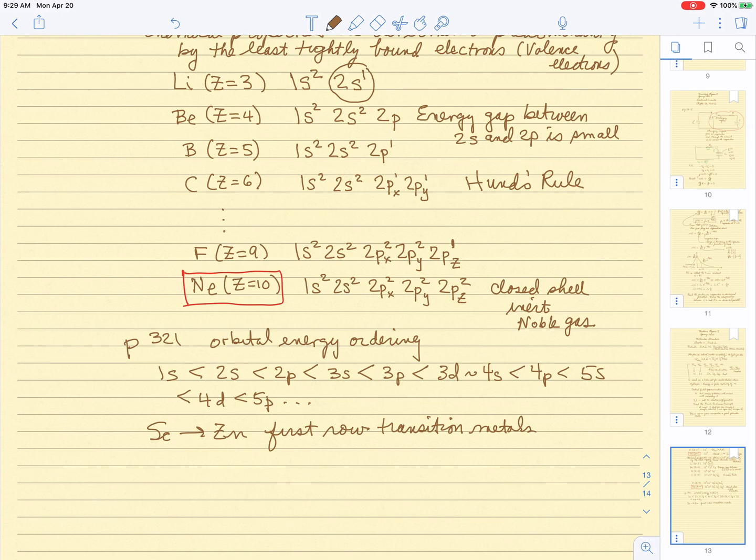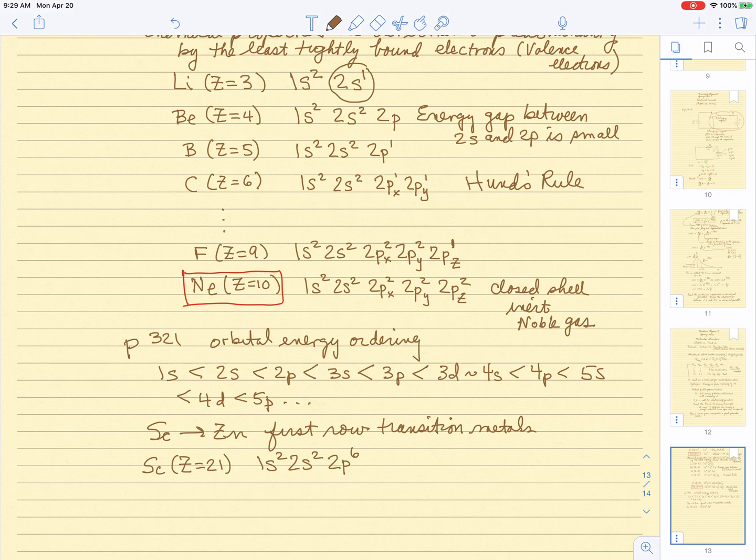And so what happens in this row is you begin to see the 3d level being filled. For scandium, which is Z equals 21, this would be 1s2, 2s2, 2p6, now not making distinctions between the x, y, and z orbitals.